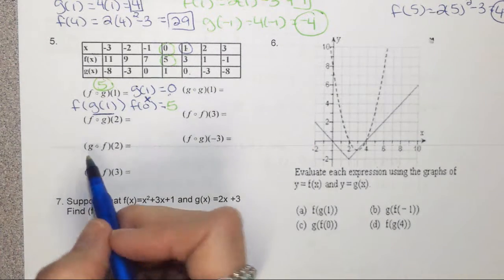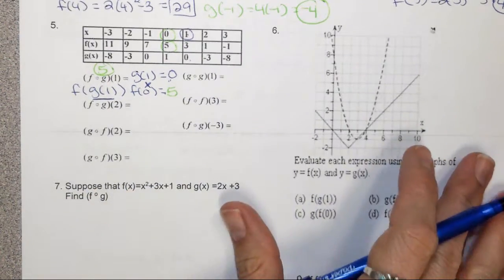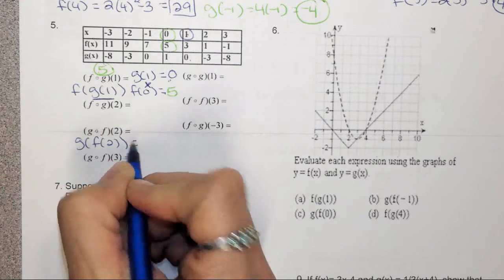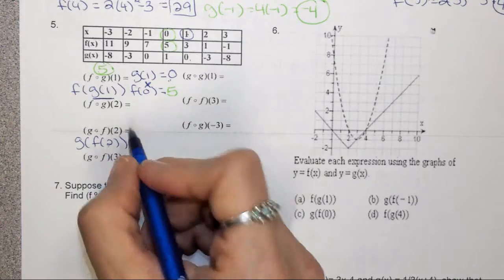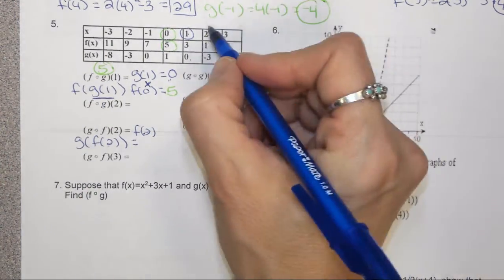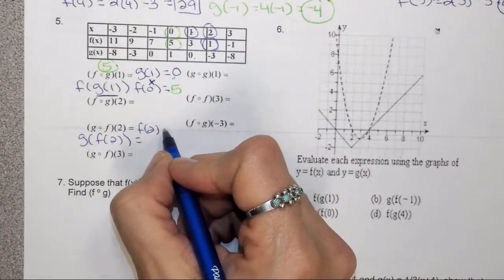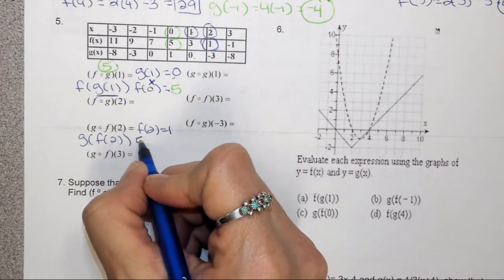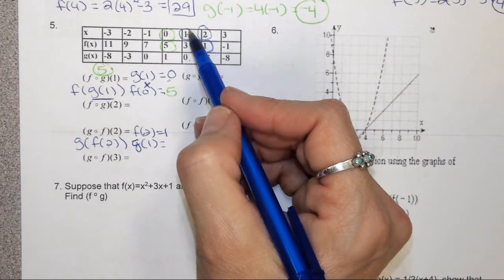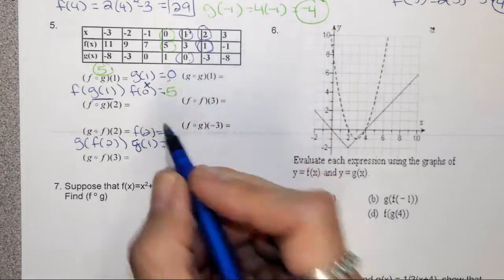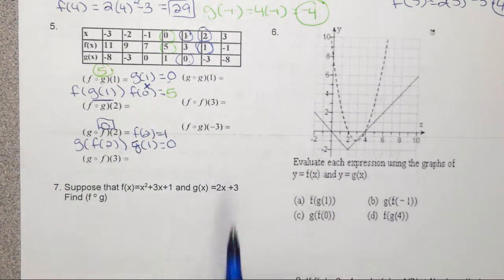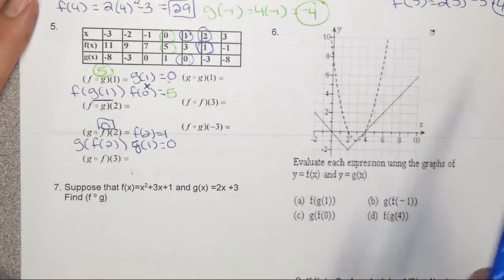Okay, I'm going to do one more. I'm going to do g of f of 2. So I'm going to do f of 2 first. When x is 2, f is 1. So it equals 1. Then I'm going to do g of 1. When x is 1, g is 0. So the whole answer is 0. If you can do those two, you can do any of these.